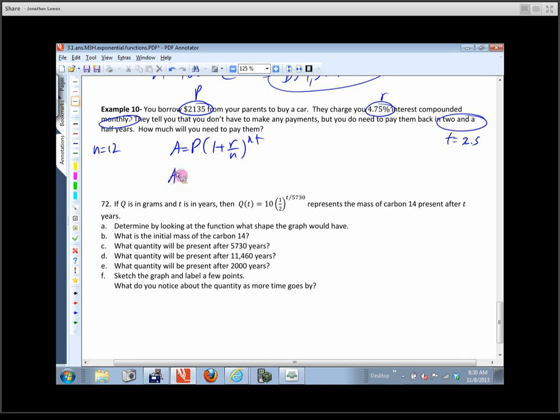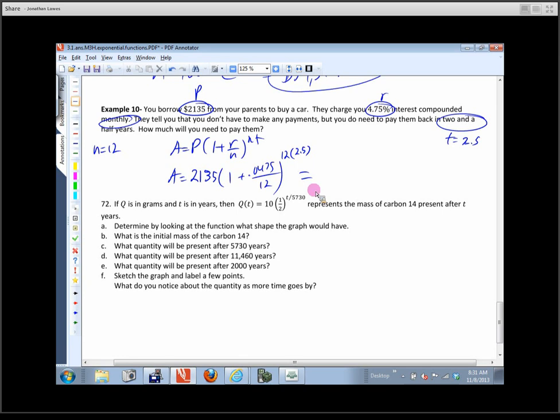So the amount that we have to pay them back is, we've got to pay them all of that 2135, 100% of that, times 1 plus 0.0475 divided by 12. So not very much interest on a monthly basis, but we've got to do that for 2.5 years. If you accrued interest every month for 2.5 years, how many months are there in 2.5 years? 2 years is 24, another half a year, so it'd be 30. Guess what 2.5 times 12 is? 30. Okay, that exponent is how many times we have to accrue interest.